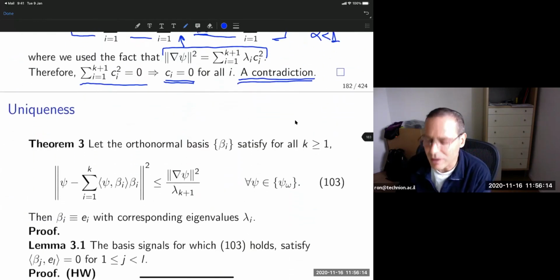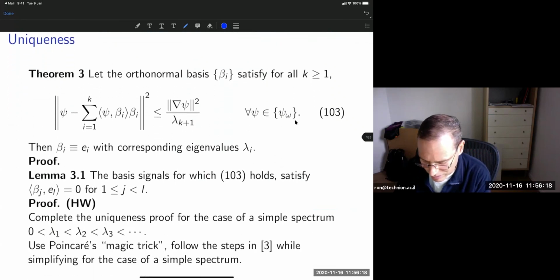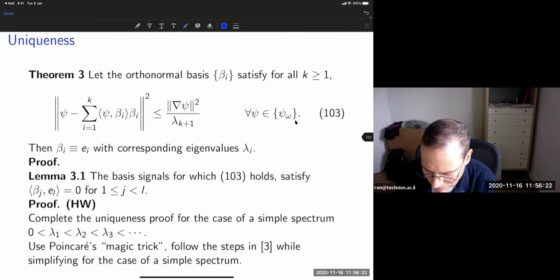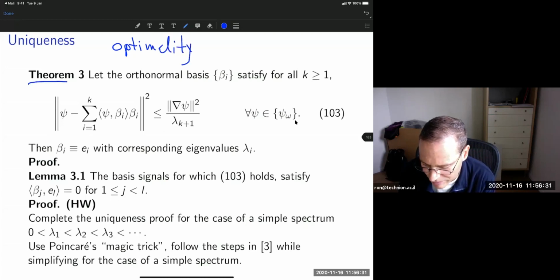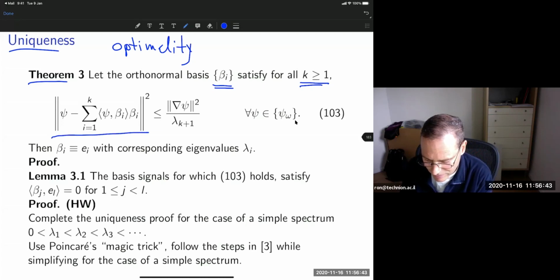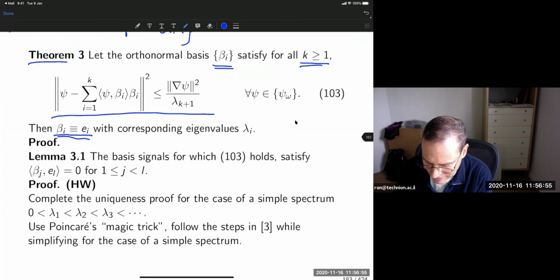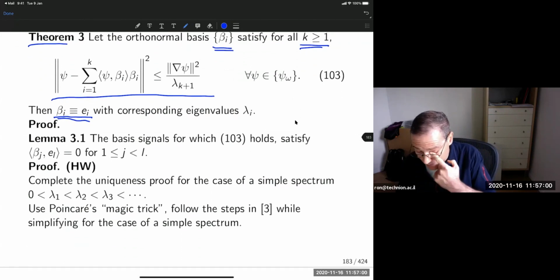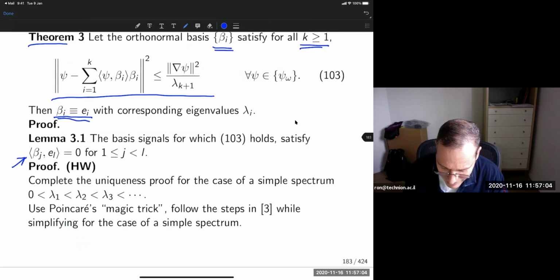Now, let me go over what I think that you should do at home. And let me tell you what would be the trick. So we proved optimality. Now what we need to prove is uniqueness. And uniqueness is the following. Let the orthonormal basis beta_i satisfy, for all k, this equation. Then what we'll do is prove that beta_i must be equal to e_i. And for that, what you need to do is prove that the inner product between beta_j and e_l is equal to zero for every j which is smaller than l, which means that the two bases should align.